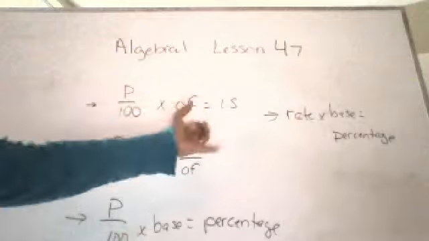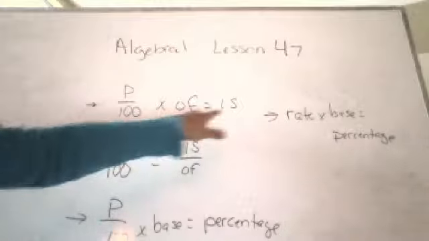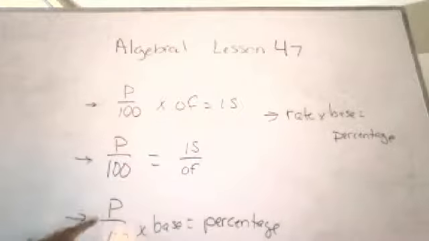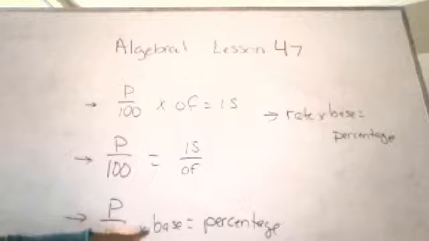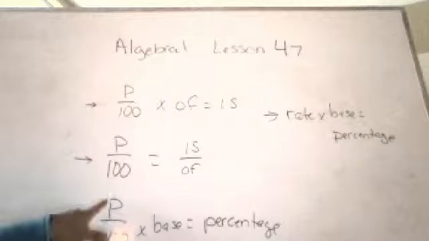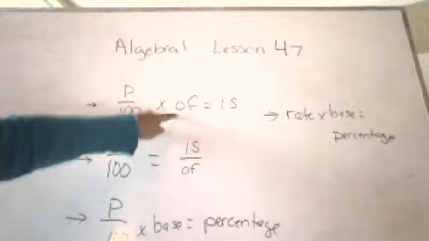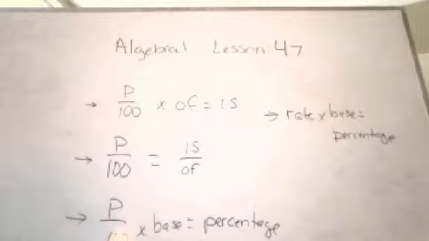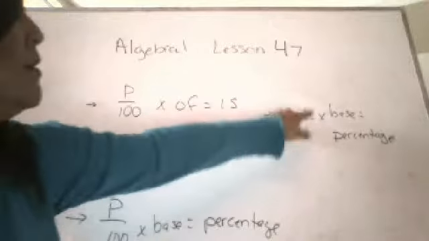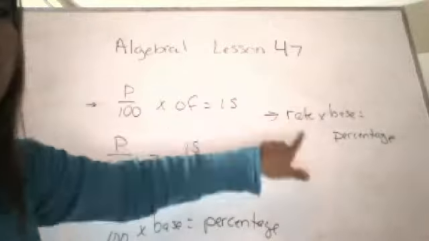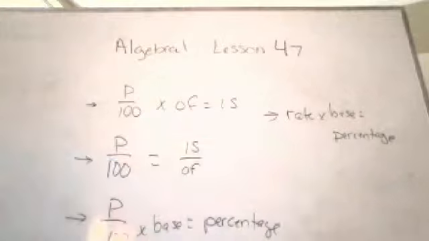Okay? And here, again, p over 100 equals is. They just rearrange the numbers. So you see how they divided both sides by of? That's how they got that. And here, they can just call that the base, which is the same thing. They said this is called the base and the percentage. And then over here, they're simply called the rate times the base is the percentage.